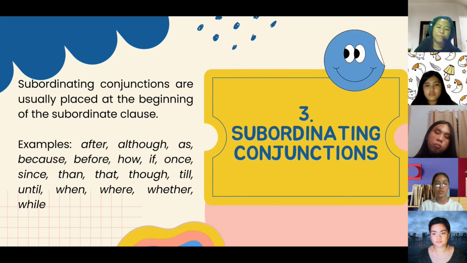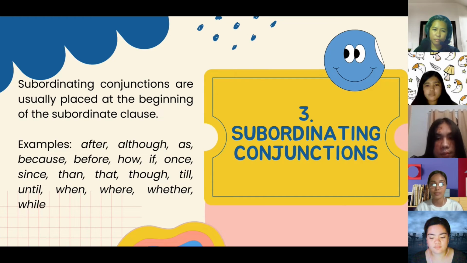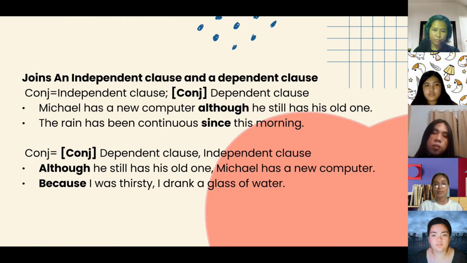It actually introduces a subordinate clause. However, SC or SBC can come after or before a main clause. Here, it joins an independent clause and a dependent clause. See, for example, the sentences below. We have sentence number one: Michael has a new computer, although he still has his old one. Second example: the rain has been continuous since this morning. So obviously, the IC or independent clause comes first, and a conjunction in the middle of the two clauses.